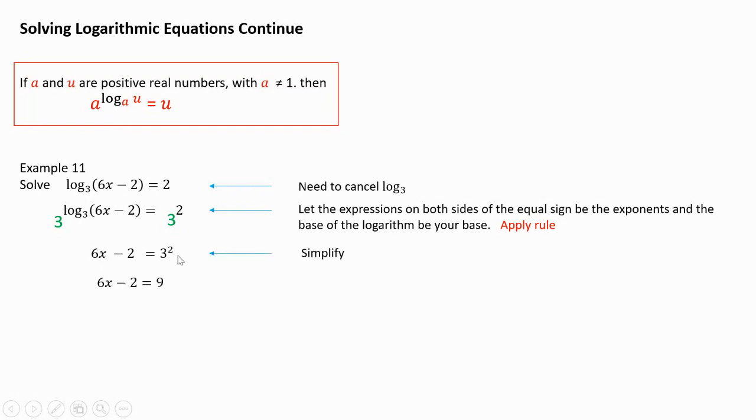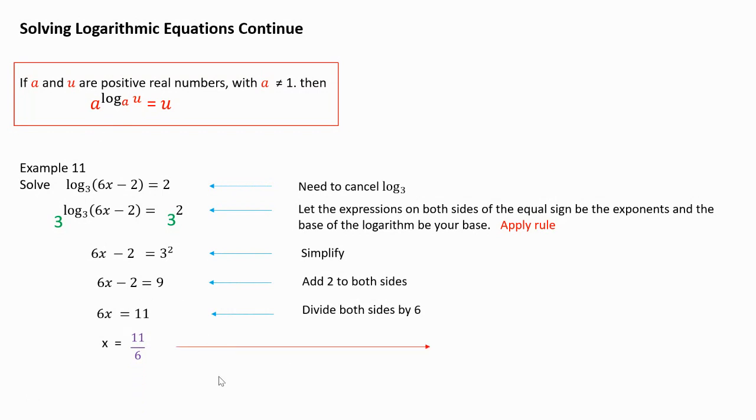So we simplify. So 3 squared is 9. We follow the order of operations. Now we're going to add 2 to both sides. 6x equals 11. Divide both sides by 6. So x equals 11 over 6. And again, we can always check our work.